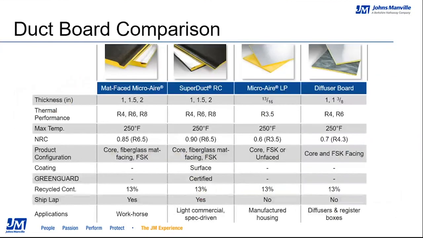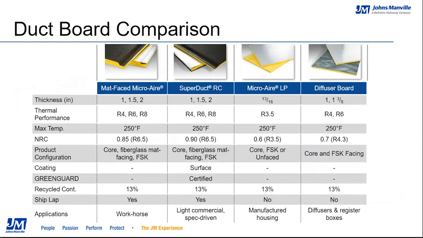Ductboard comparison. So JM's 4 ductboard options presented become the actual duct itself once fabricated. This provides tremendous thermal performance with virtually zero air leakage. That's tremendous. Also, the acoustical benefits of this product are tremendous. We'll talk about the NRCs, and it provides a vapor barrier.